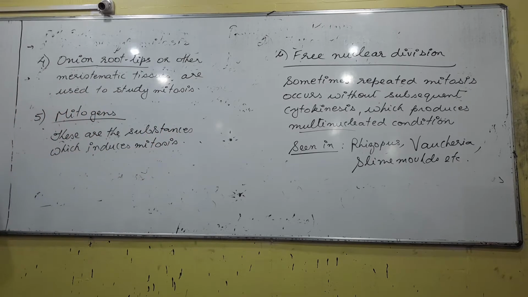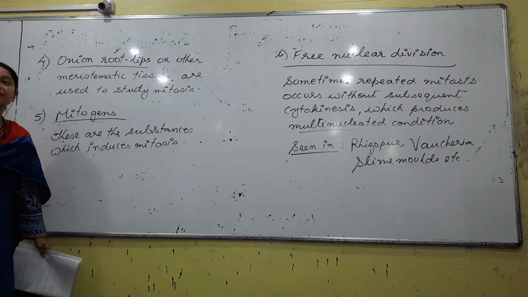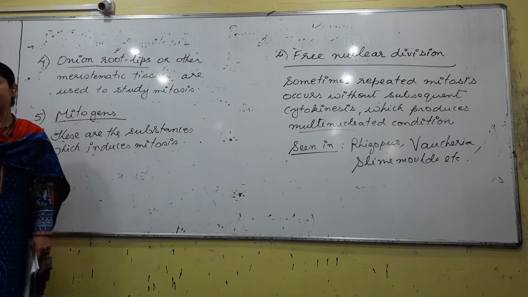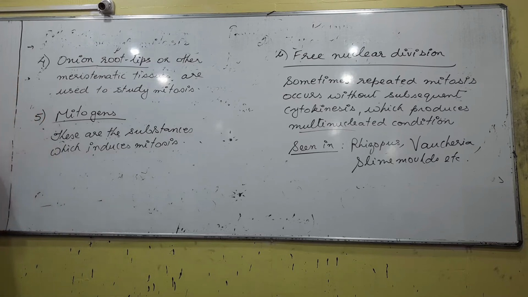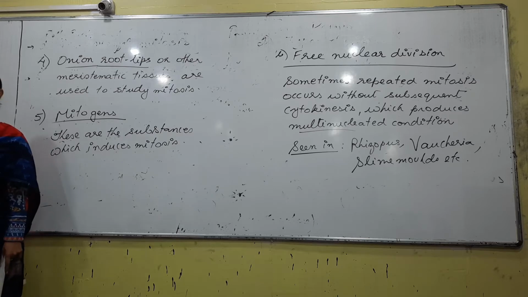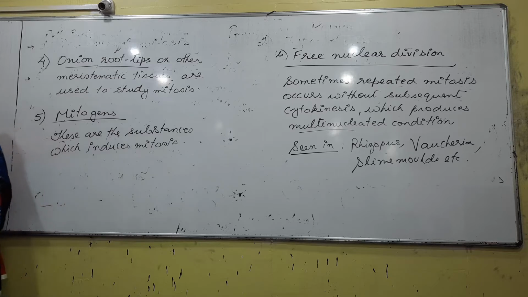We have certain substances, certain chemicals, certain hormones, which when applied increase the process of mitosis or cell division. So those substances that induce mitosis, that is, help in frequent or faster cell division. Mitosis means cell division, you know. Those substances that help in frequent or faster cell division are called mitogens.